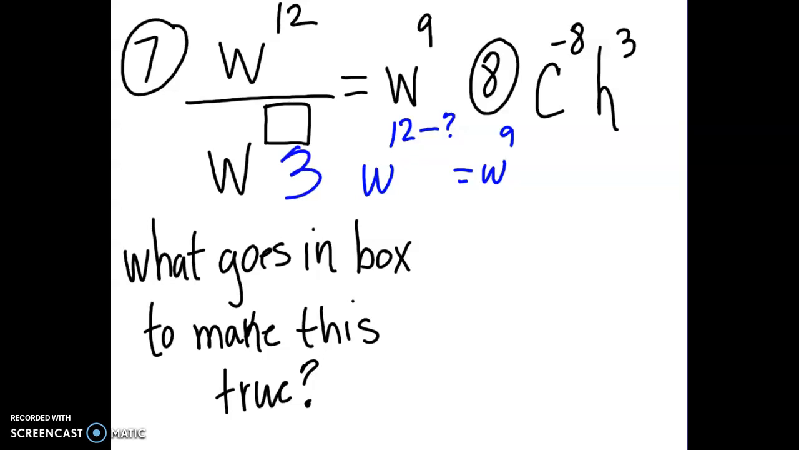All right, number 8 is very similar to the one we just did. And because I have a negative exponent, I think about fractions. So then we've got a negative exponent, and the negative exponent has to go on the bottom. So we have C to the 8th power. And the H has a positive exponent, so it's H to the 3rd. That is your simplified form.